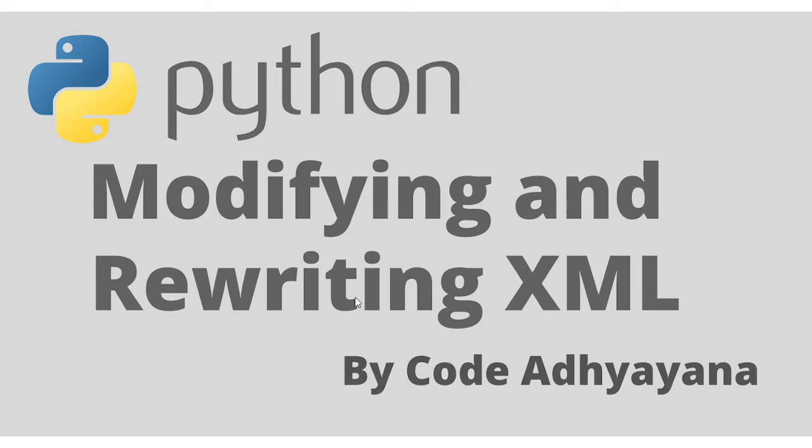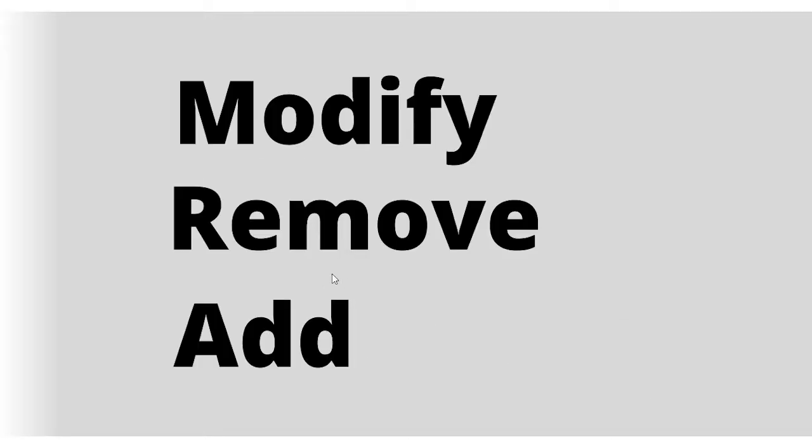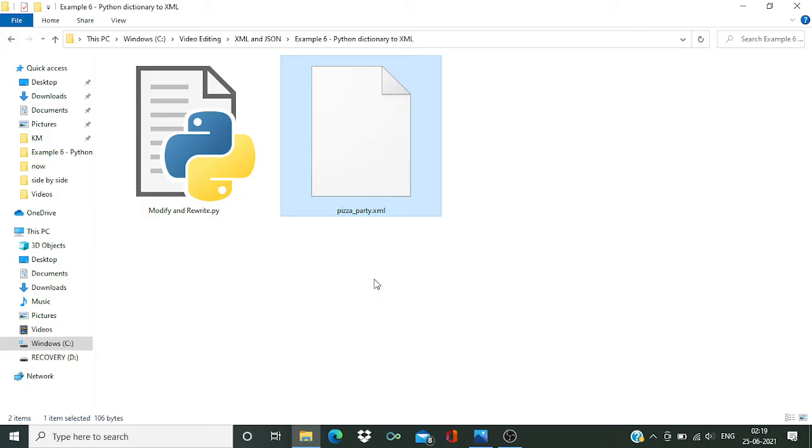And in this video, we are going to modify and rewrite an XML file. Basically, we are going to perform these three activities. We will modify one existing element, then remove one of the elements which is available, and finally, we are going to add a new element. Let's see in this example.